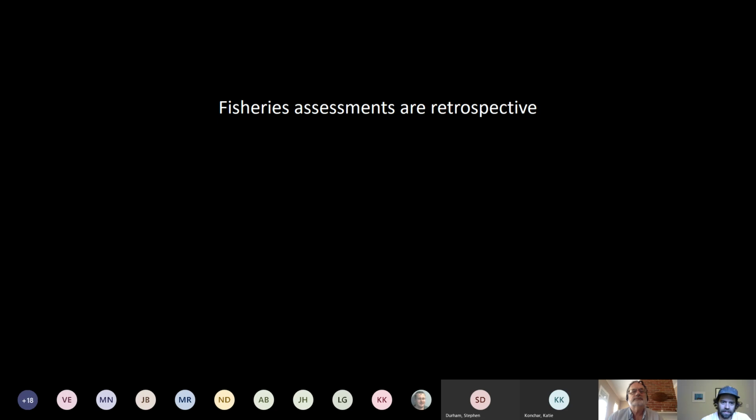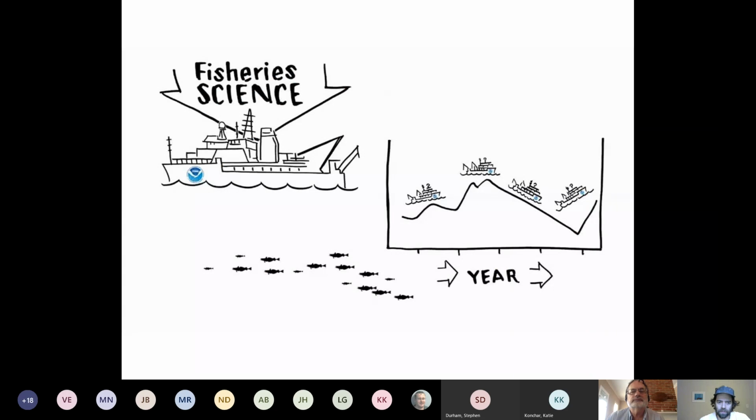So this sort of governance approach, management approach, coupled with the way we assess or inform the management is problematic. And the issue here is that basically fisheries assessments are designed to be retrospective. And what that means is they look backwards and they say, well, what was the harvest removal in the past? And based off that, what should be sustainable moving forward?